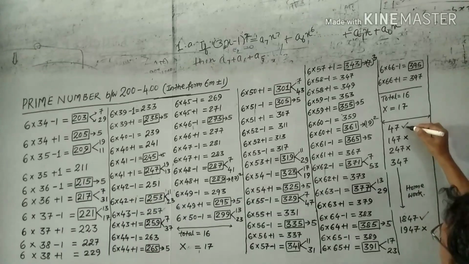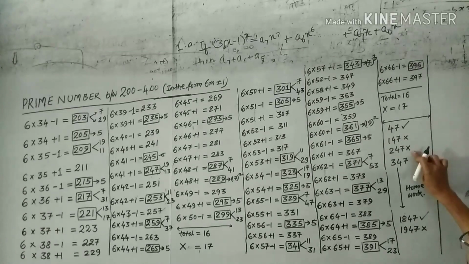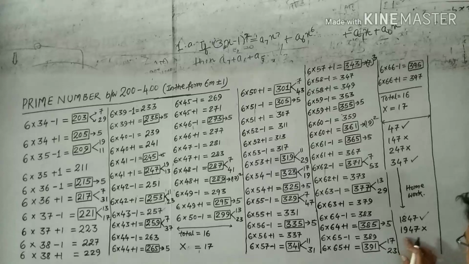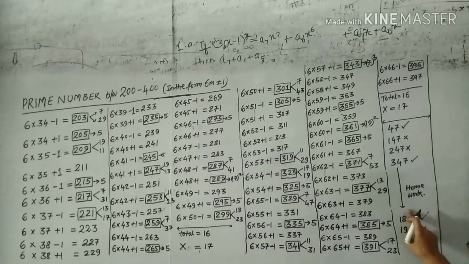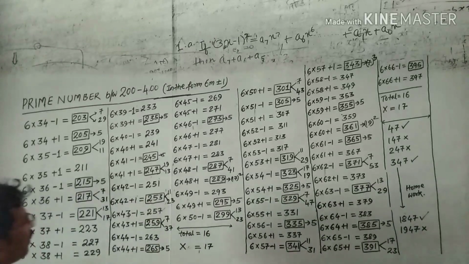47 is a prime number. 147 is not a prime number. 247 is not a prime number. 347 is a prime number. Again 1947, it is very remarkable, that is the year for us. 1947 is not a prime number, but 1847 is a prime number. So the homework is that you will start with 447, 547, 647 up to 1747, and find which are prime numbers and which are not. Again in the next class I will discuss it.